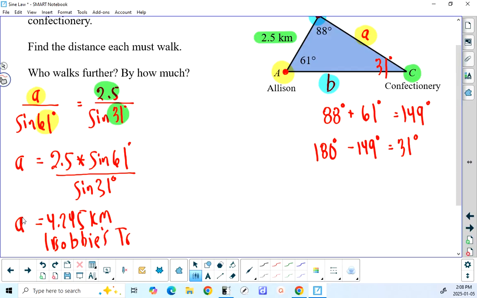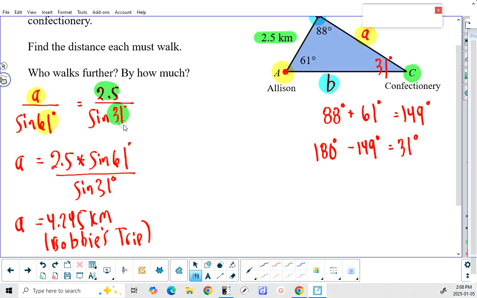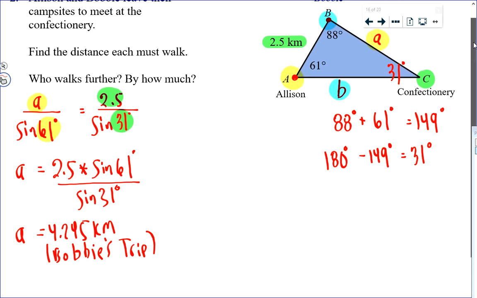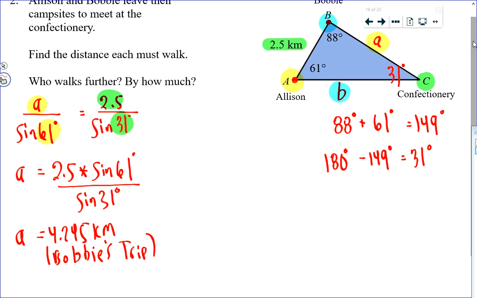This is Bobby's trip. If you look at the diagram here, that distance A is actually how far it is from Bobby to the confectionery. So that's the distance Bobby walks. Let's do the same thing now for finding side B.